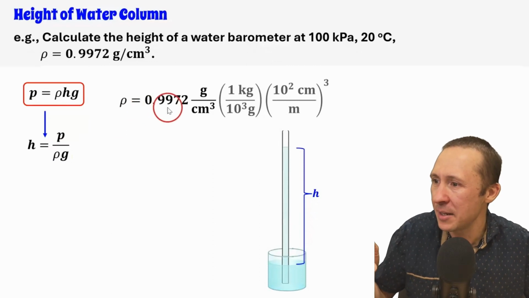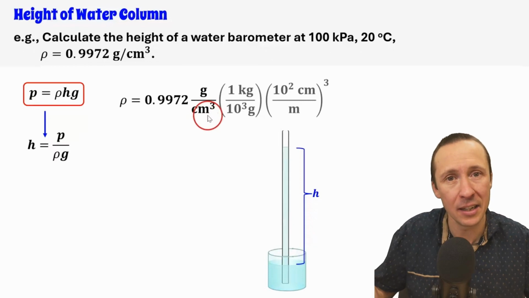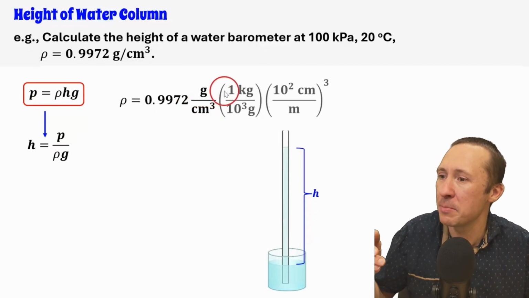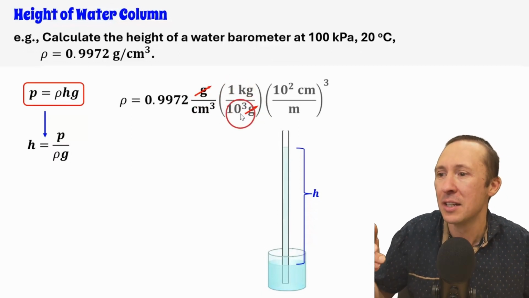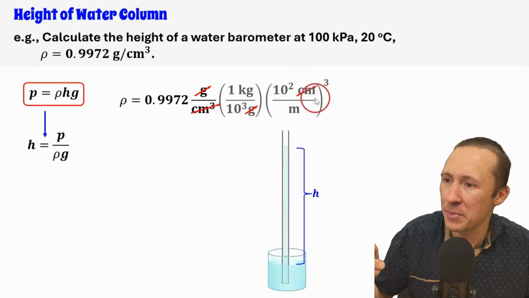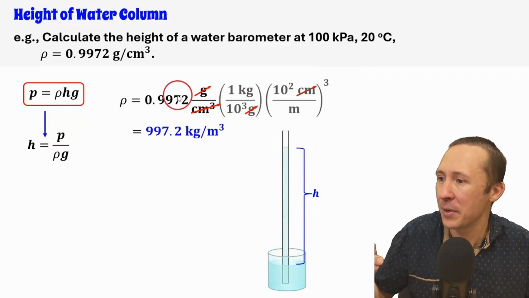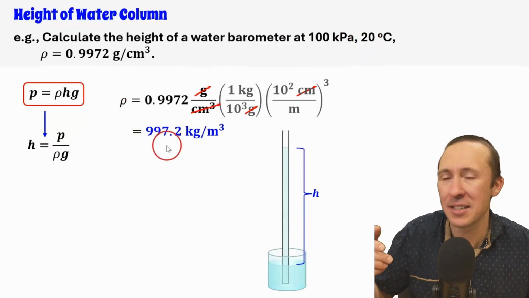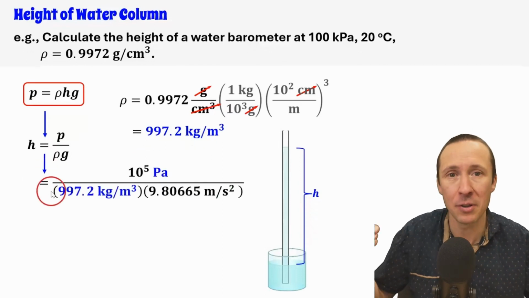So our density, 0.9972, is in grams per centimeters cubed. We want it in kilograms per meter cubed to be in SI units. So we'll multiply this by 1 kilogram for every 1,000 grams, so that grams cancel out. And then there's 100 centimeters for every 1 meter, although we need to cube this fraction because we have centimeters cubed that needs to cancel. And then if we plug all this in, the density of water at this temperature is 997.2 kilograms per meter cubed. Okay, so we can basically plug all that in.